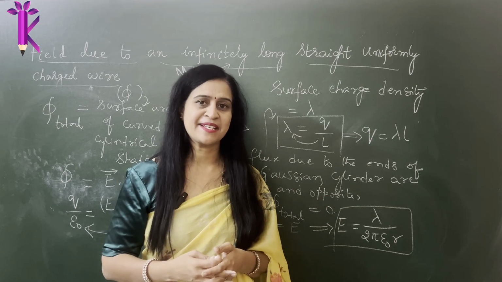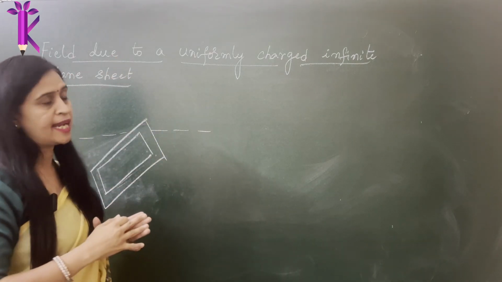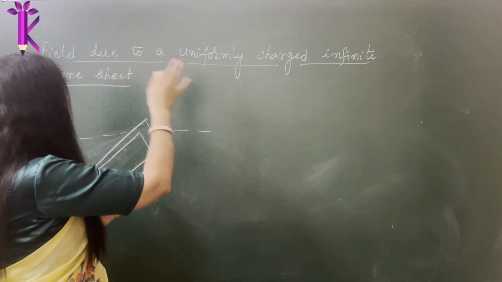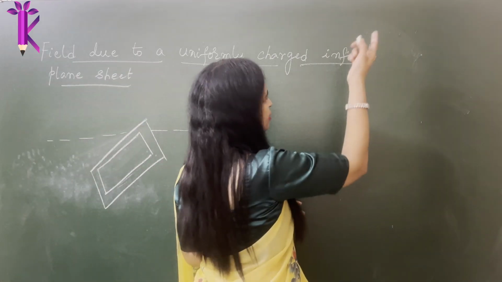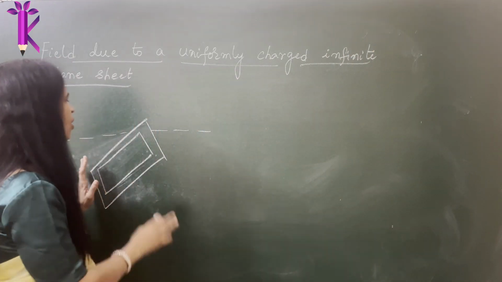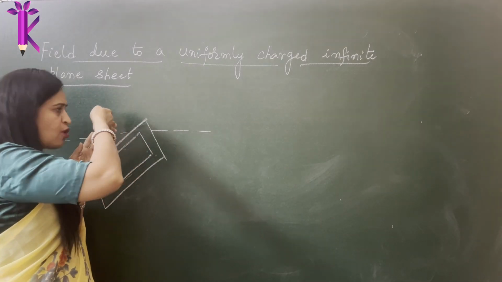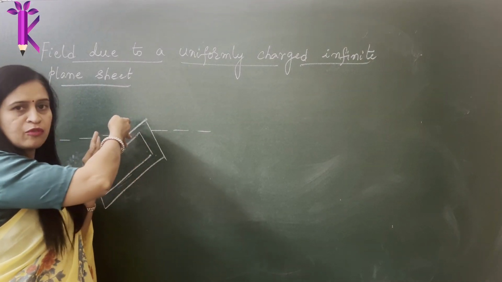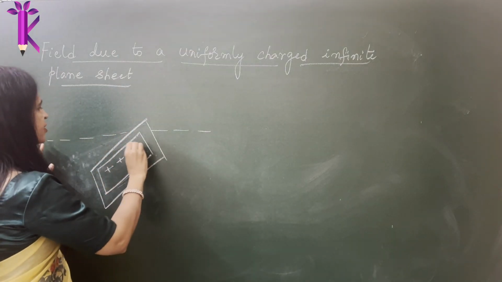Let's take another application. Now we are arriving at the expression for the electric field due to a uniformly charged, infinitely long plane sheet. How does it look? It's a metal sheet. Imagine there is a metal sheet, some of which is going into the board infinitely long and some of which is coming out of the board infinitely long. Suppose this is the charge, right?